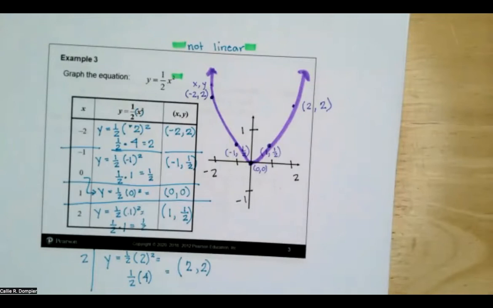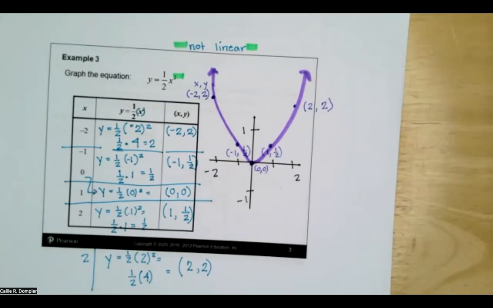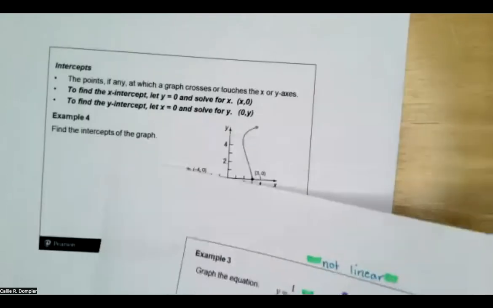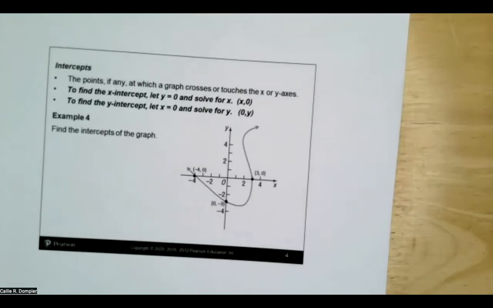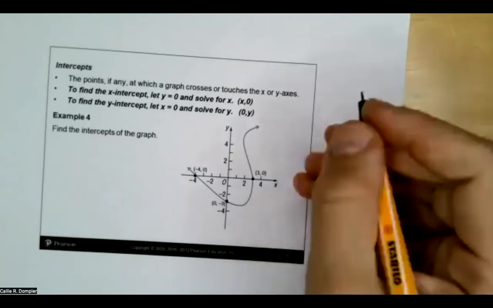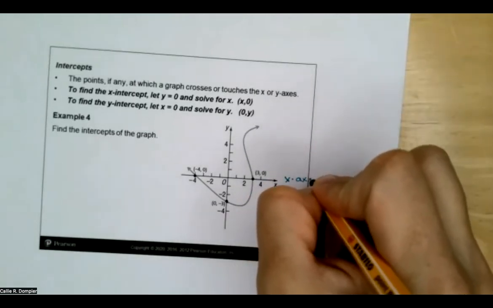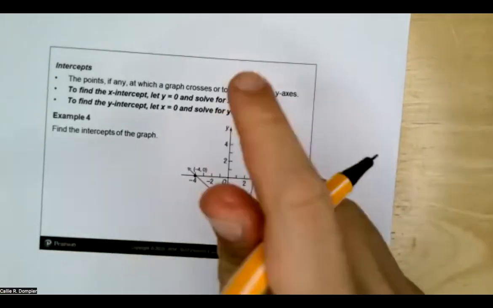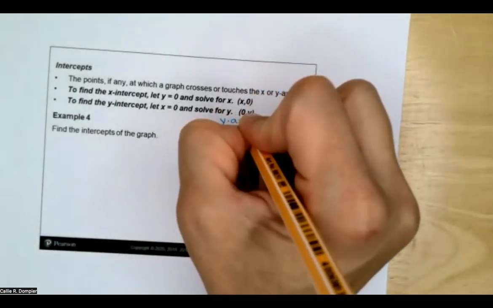Good. All right, we need to also talk about intercepts. Intercepts, to intercept just means to cross something, right? The intercepts of a graph are the points, if there are any, okay, so sometimes there are not any, the points, if any, at which a graph crosses or touches the x-axis or the y-axis. So right here where we see x, that is our x-axis. Y, this is our y-axis.